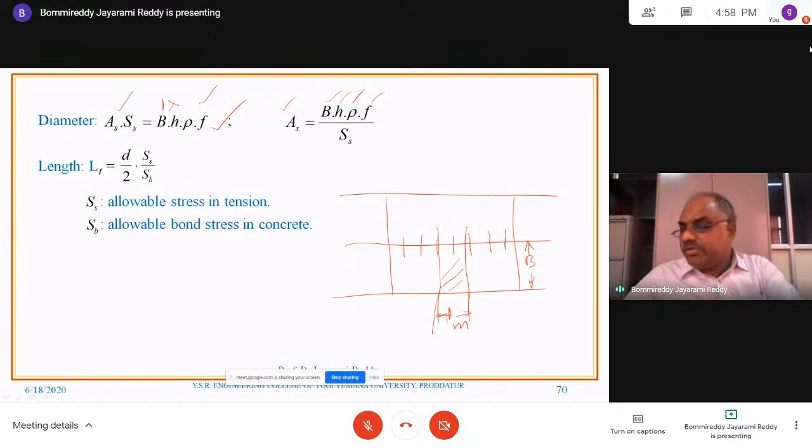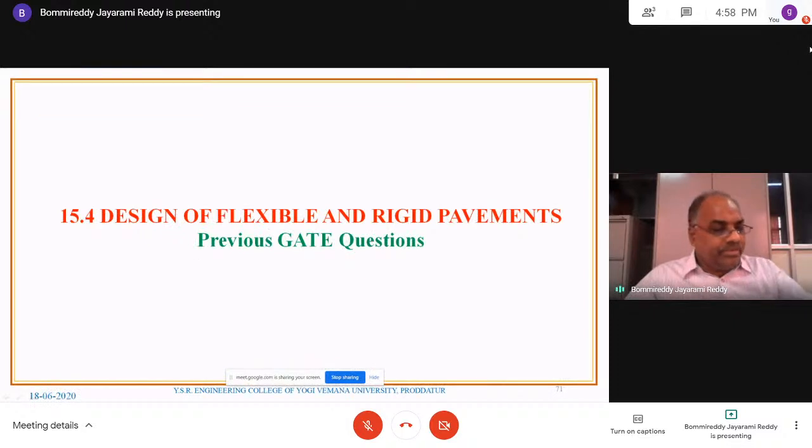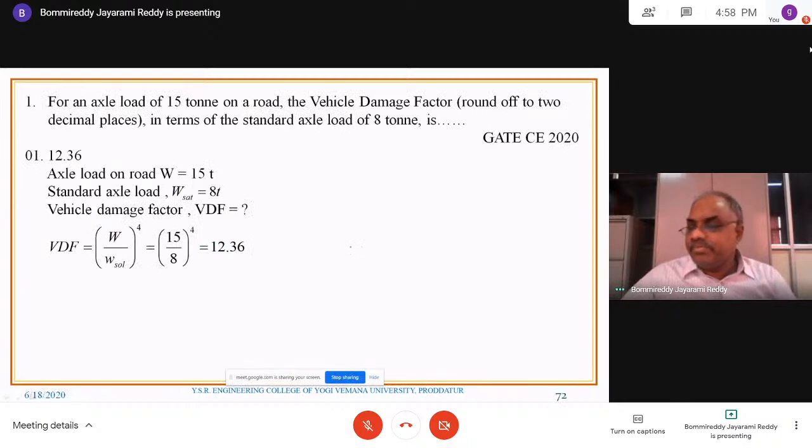So this is how the steel reinforcement regarding the tie bars. So with this, the entire theory related to the design of flexible and rigid pavements is completed. Let us have some discussion on previous GATE questions. It's a very recent question that appeared in 2020.